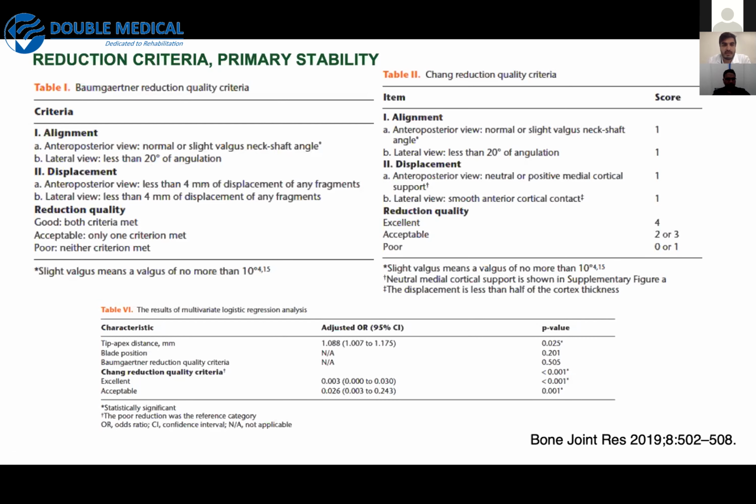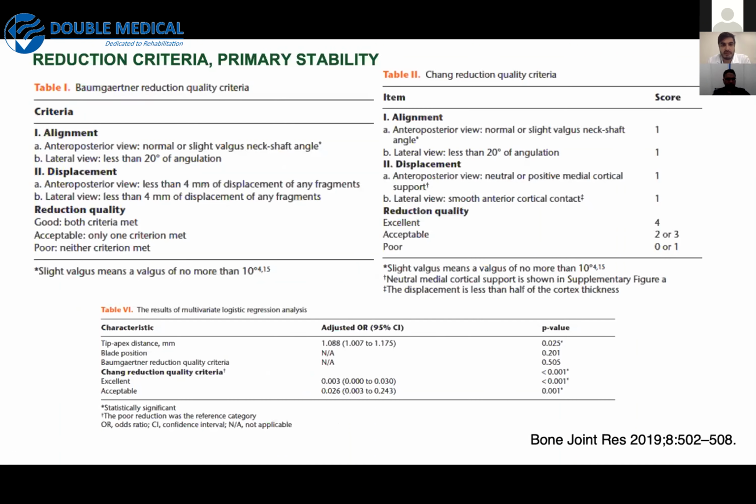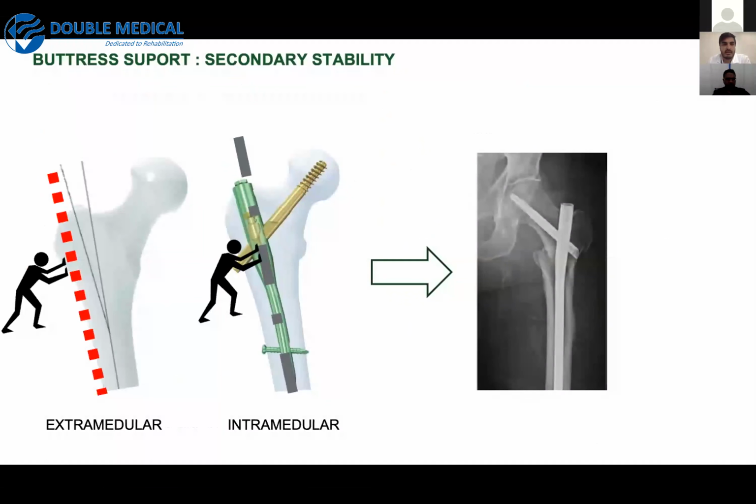This will give you primary stability, and the buttress support will give you secondary stability, and this will be done by your implant. So extramedullary implants go too lateral, and they can fail because of that. Intramedullary implants and a more medial buttress could give you good support and secondary stability.